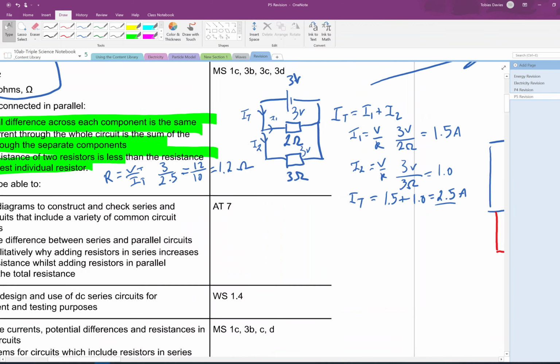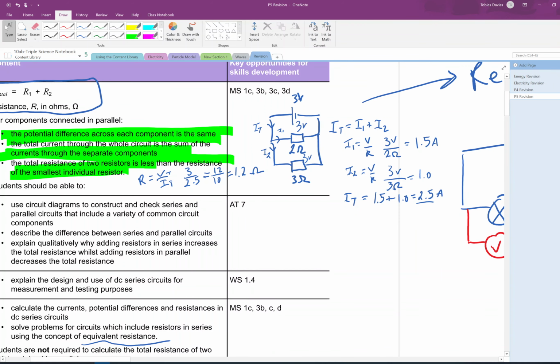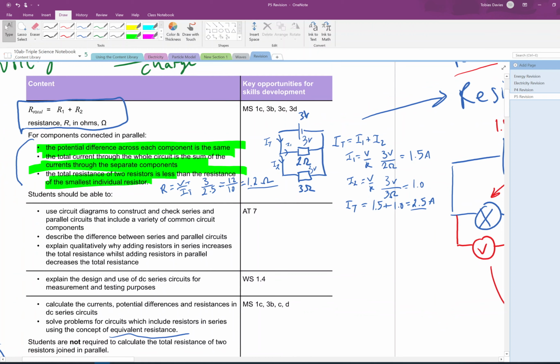Oh my god, what was that rule? The total resistance of the two resistors is less than the resistance of the smallest individual resistor. It is true. 1.2 ohms is less than 2 ohms. Yeah. So, it didn't lie. So yeah, basically, if you add resistors in parallel, the total resistance gets less. I said that earlier there. Right.